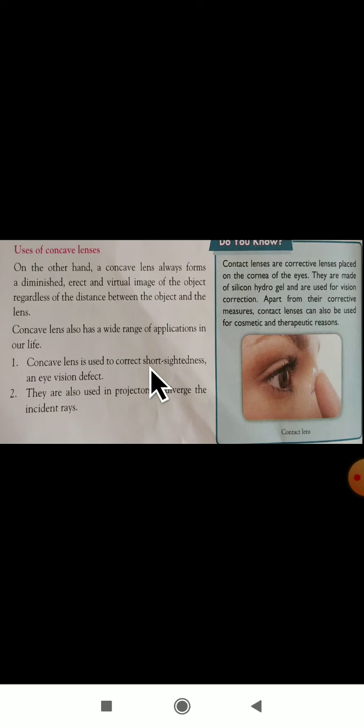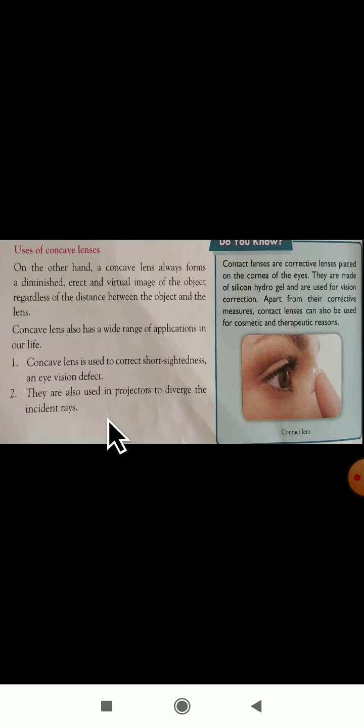Next, where are we using these applications in our day-to-day life, where are we using this concave lens? A concave lens is used to correct short-sightedness, an eye vision defect. They are also used in projectors to diverge incident rays. Yes, in your schools you have seen the projectors. There they are using the concave lens.